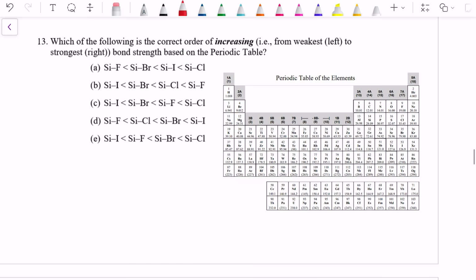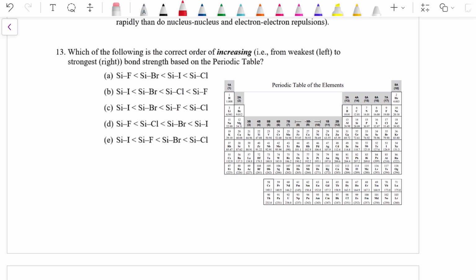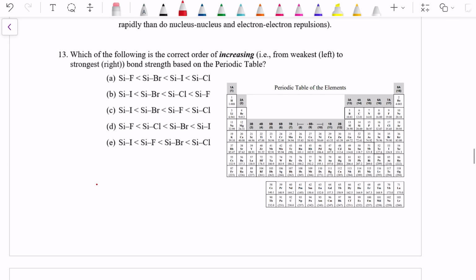Nice. Okay. 13. Which of the following is the correct order of increasing bond strength based on the periodic table? Okay, they want weakest left, strongest right. All right, so we're looking at silicon, and the halogens are my options. And the halogens are right here. Bond strength is going to be analogous to bond length. It's kind of comparable to that.